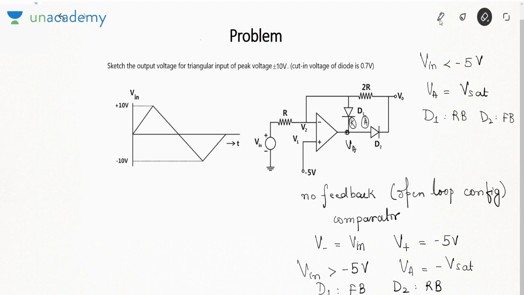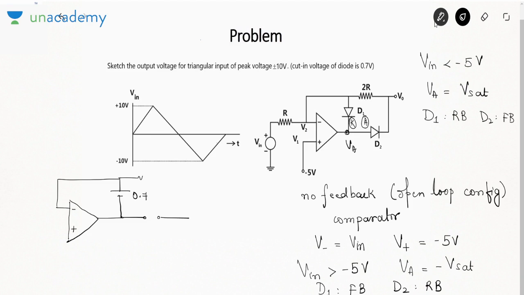Now we have to understand the output in each of the cases. Suppose Vin is greater than minus 5. Then we are saying D1 is forward. If D1 is forward, it is 0.7. D2 is reversed, it is open. This is 2R, this is V0, and this is Vin R.